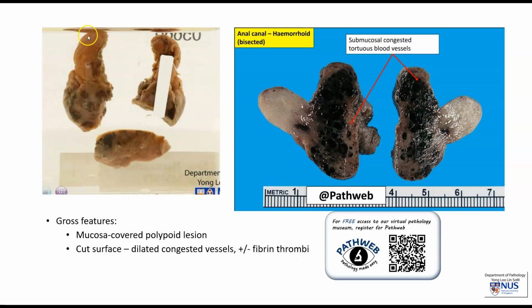Grossly, as we saw, there are these polypoid mucosa-covered lesions, and on the cut surface we can usually see these dilated, very congested and tortuous blood vessels.